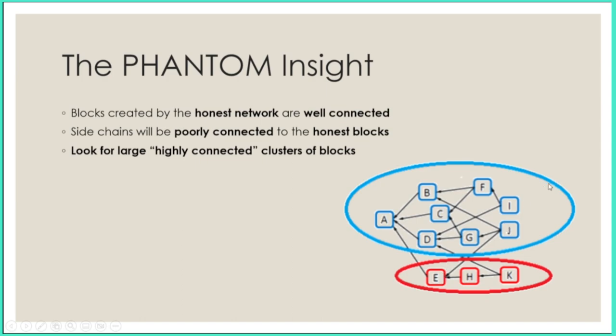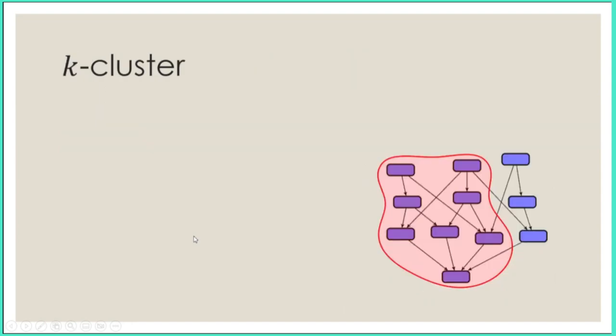And then E, even though it points directly at A, because it's poorly connected, it's going to appear much, much later in the ordering. And any transactions on E, if they conflict with any transactions on the honest chunks, won't be accepted. So there isn't a risk that these poorly connected blocks will interfere with what transactions are considered valid.